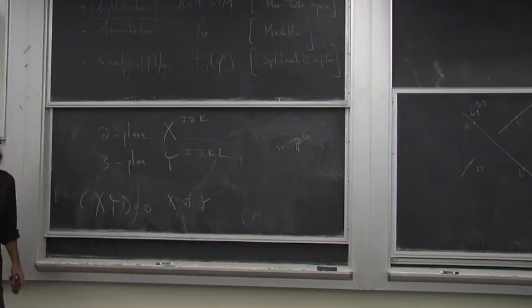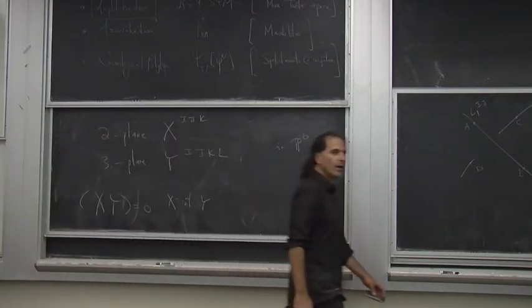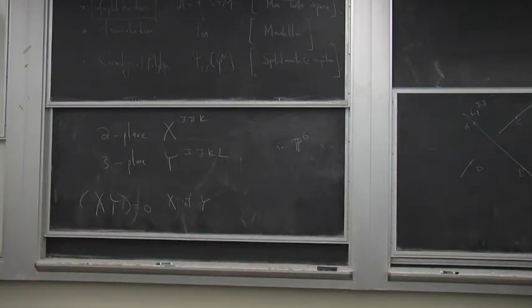Yes? If you've got one leftover index, how do you know whether it should come from the 2-plane or the 4-plane? The epsilon symbol just takes care of it. You have one giant epsilon symbol, and it takes care of all of them.